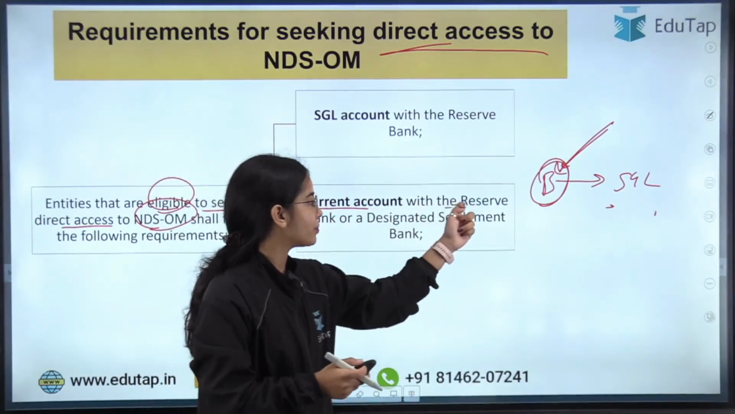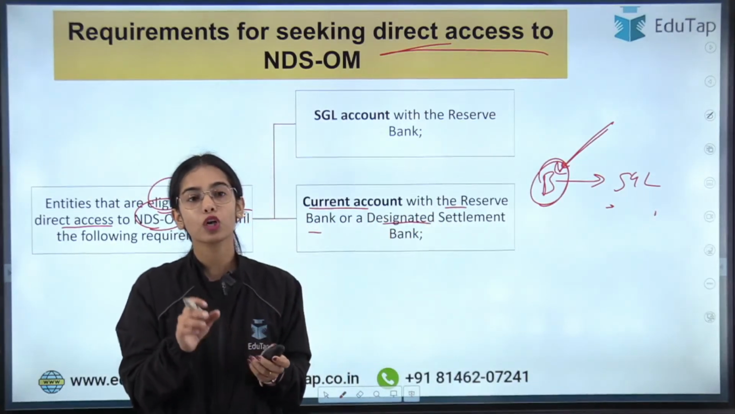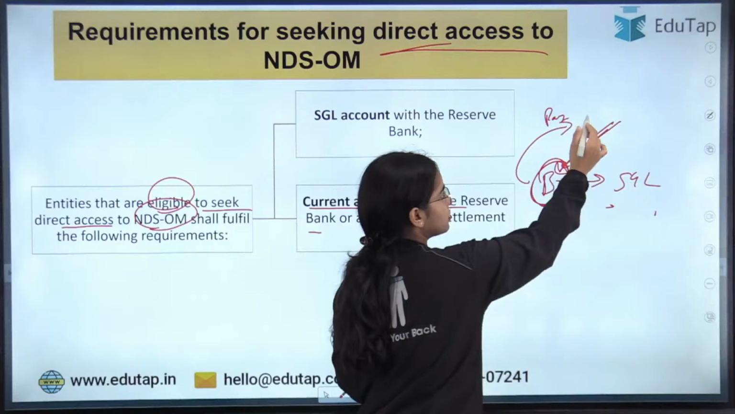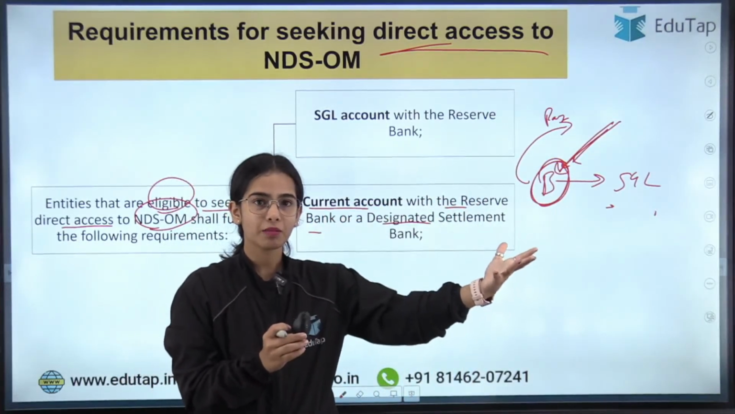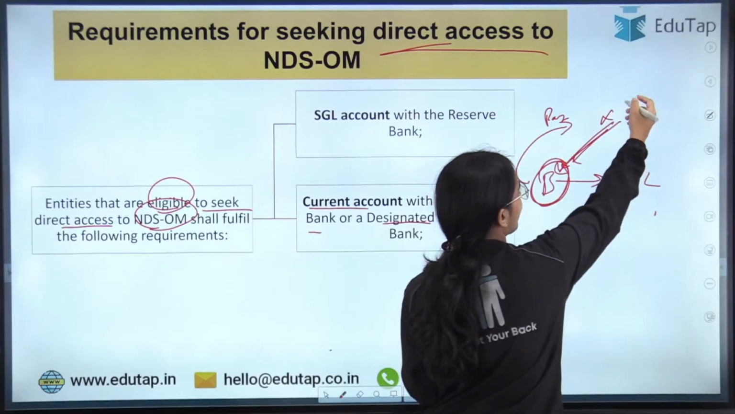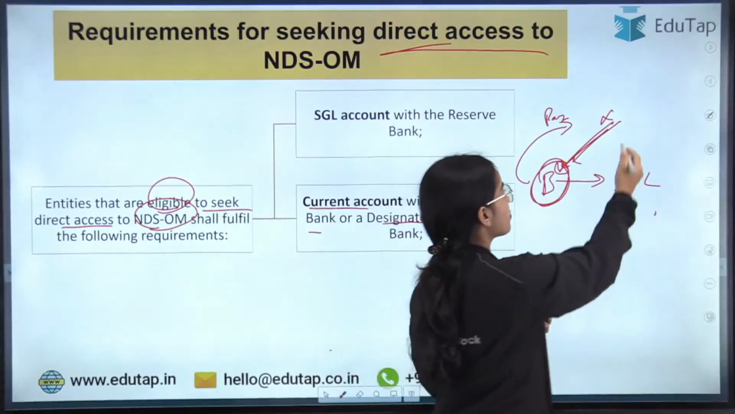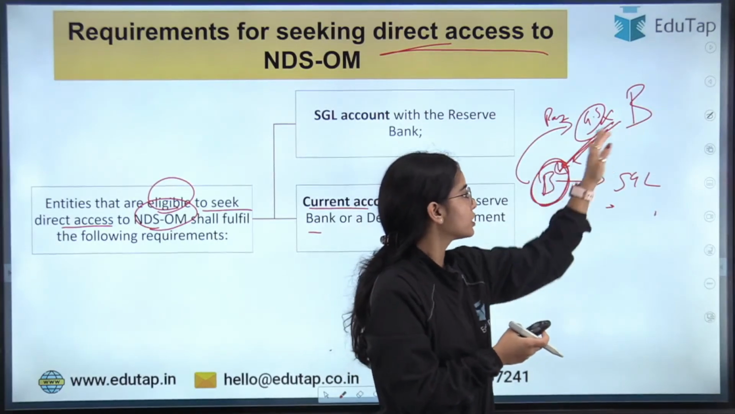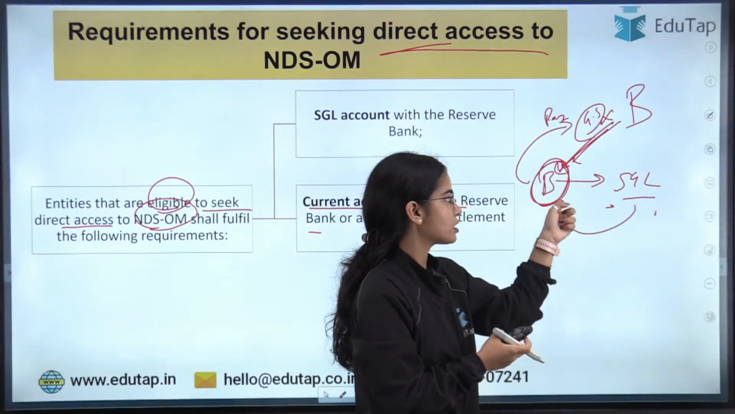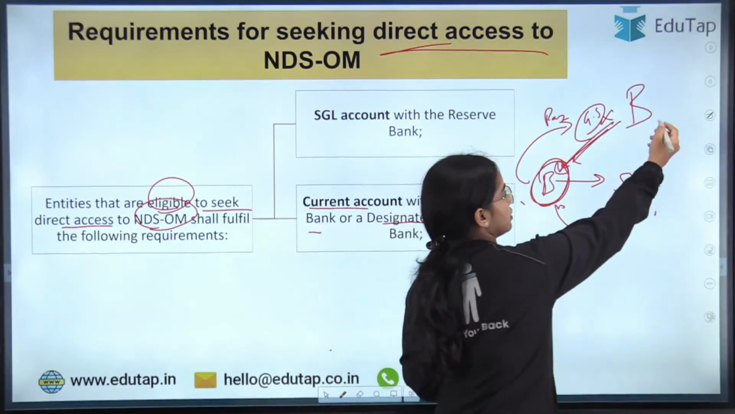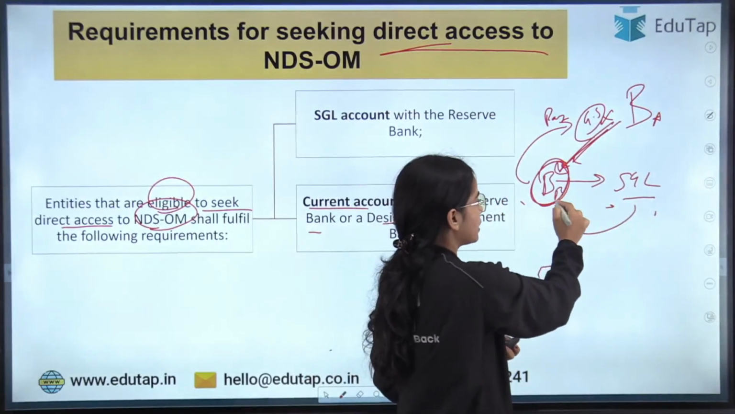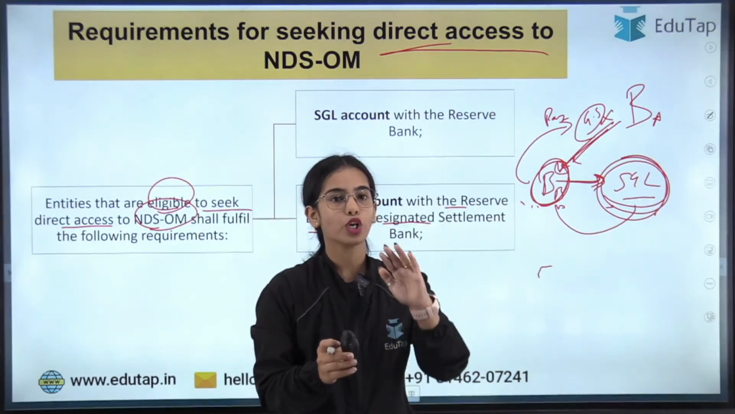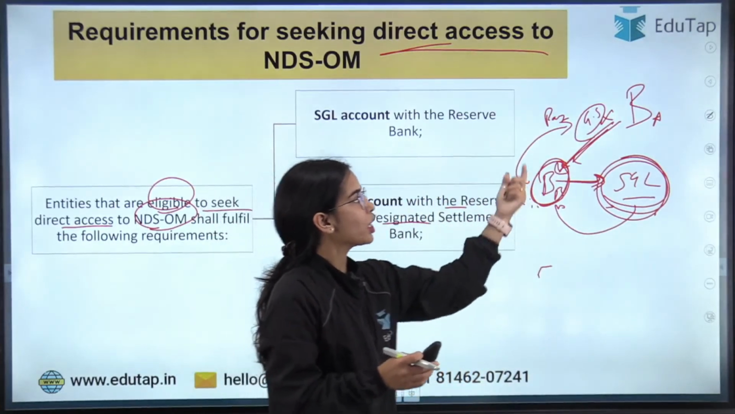Next is a current account with the RBI or a designated settlement bank. First of all, the current account: if the bank is buying government securities, the bank has to pay the money. Here RBI is not required, because we are talking about the secondary market. So a bank is buying a government security from another bank, and the security will go to the SGL account of this bank, okay? Now bank A is selling the government security to bank B. Bank B is buying and keeping the government security. The government security will go to the SGL account of bank B. Bank B from its current account will pay bank A, okay?